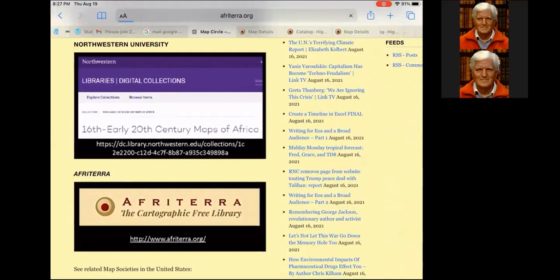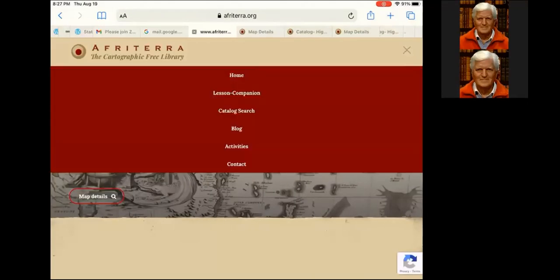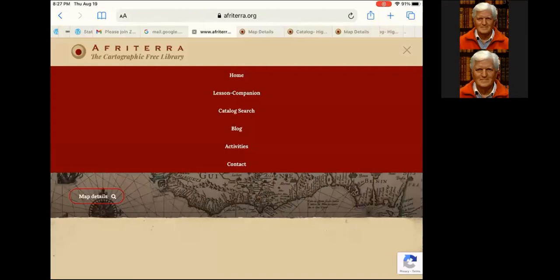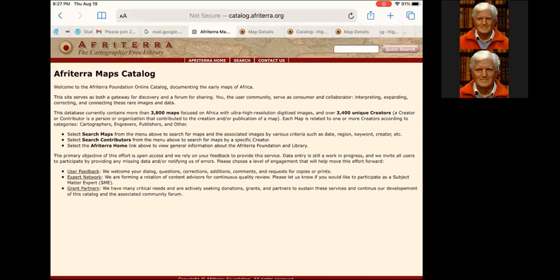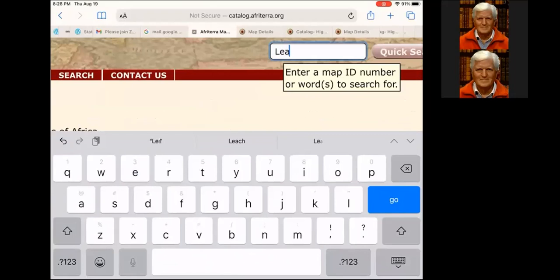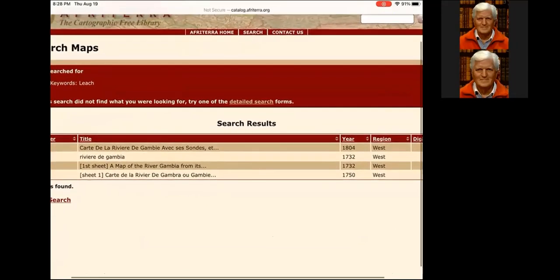We'll look for the map by Leach, a cartographer in the 18th century who made a map of the Gambia River that was very influential and quite detailed. So let's search the catalog for his name. Leach. Okay, we're going to hit go, and sure enough, 3 of the maps that are there are mentioned. One's in French, one's in English. Let's take the English one and take a look at it.